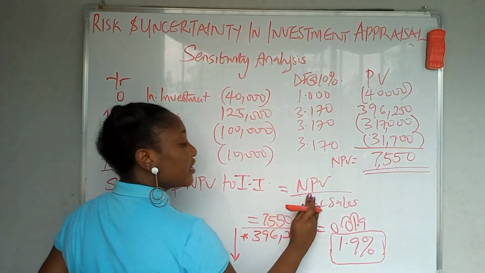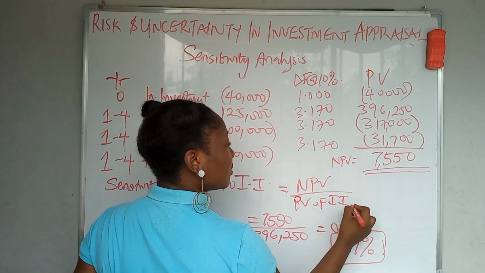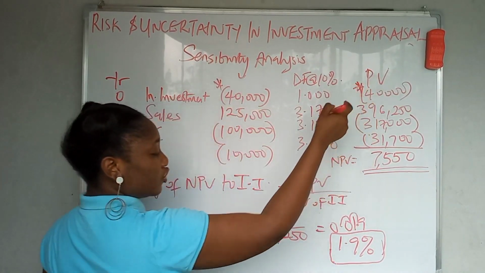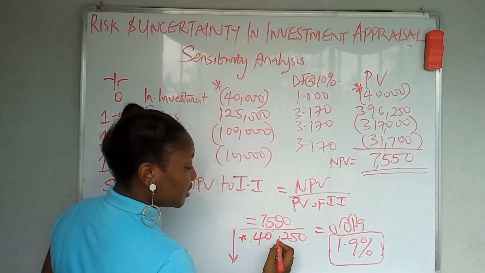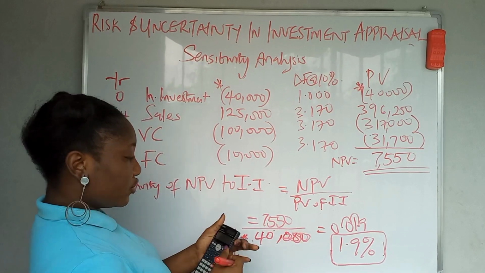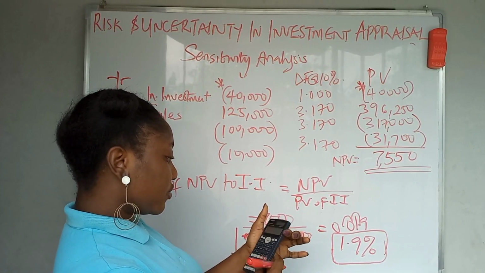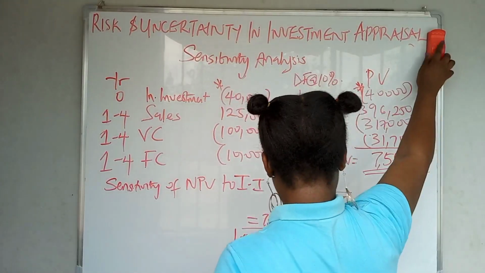So if they say calculate the sensitivity of your NPV to, let's say, initial investment, it will be NPV divided by the PV of initial investment. This is the initial investment here, and this is what you pick. So it's the same 40,000, right? So that's 7,550 divided by 40,000. That gives us 18.8%.